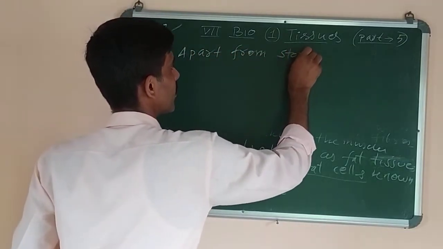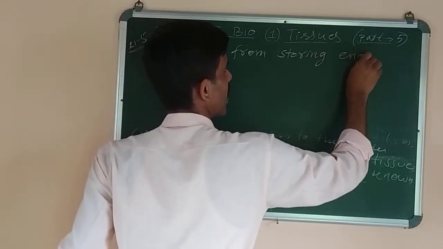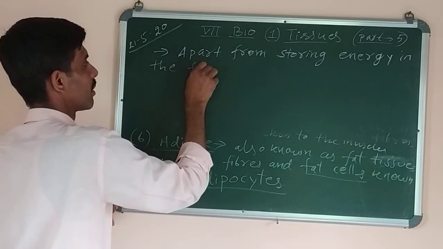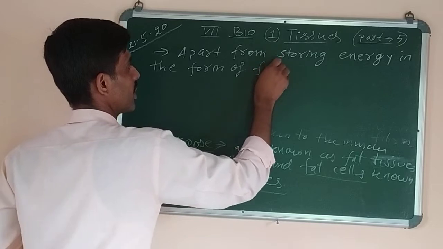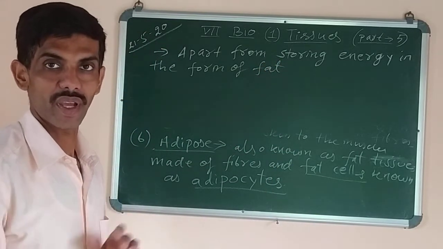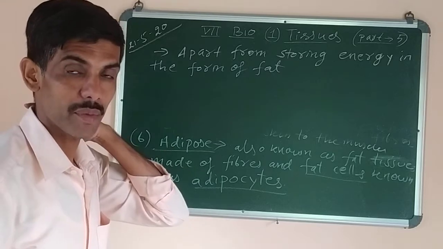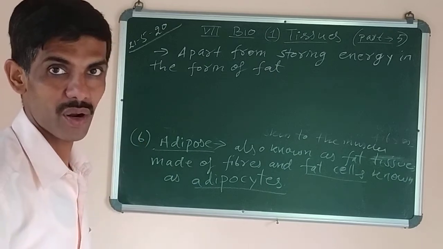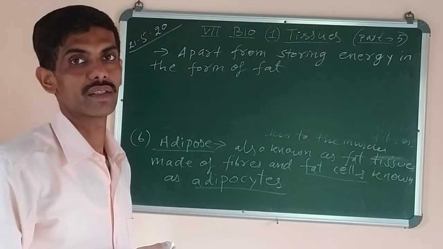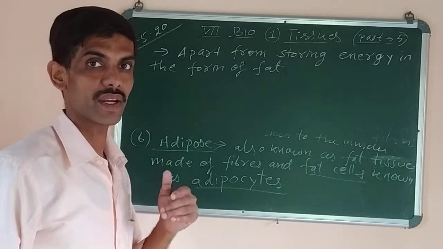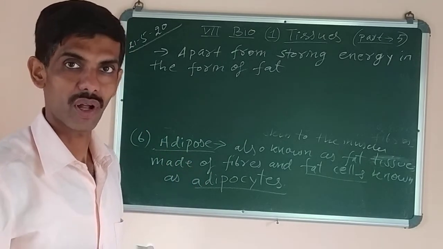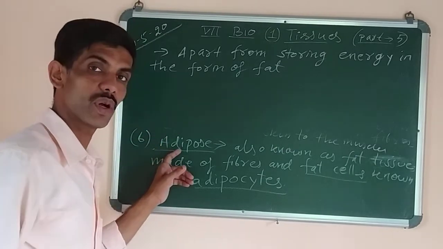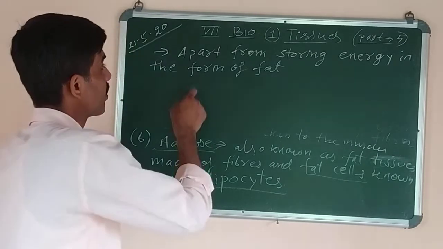So apart from storing energy in the form of fat, because fats are stored under our skin, we get energy. Example, you remember the camel's hump, stored fat is there. So at the time of starvation, when they do not get food or water during long journeys in the desert, it is the stored food in the form of fat which is utilized to carry out all their functions. So they provide energy to us, the stored fats. So this adipose tissue also provides energy to our body during emergency conditions.